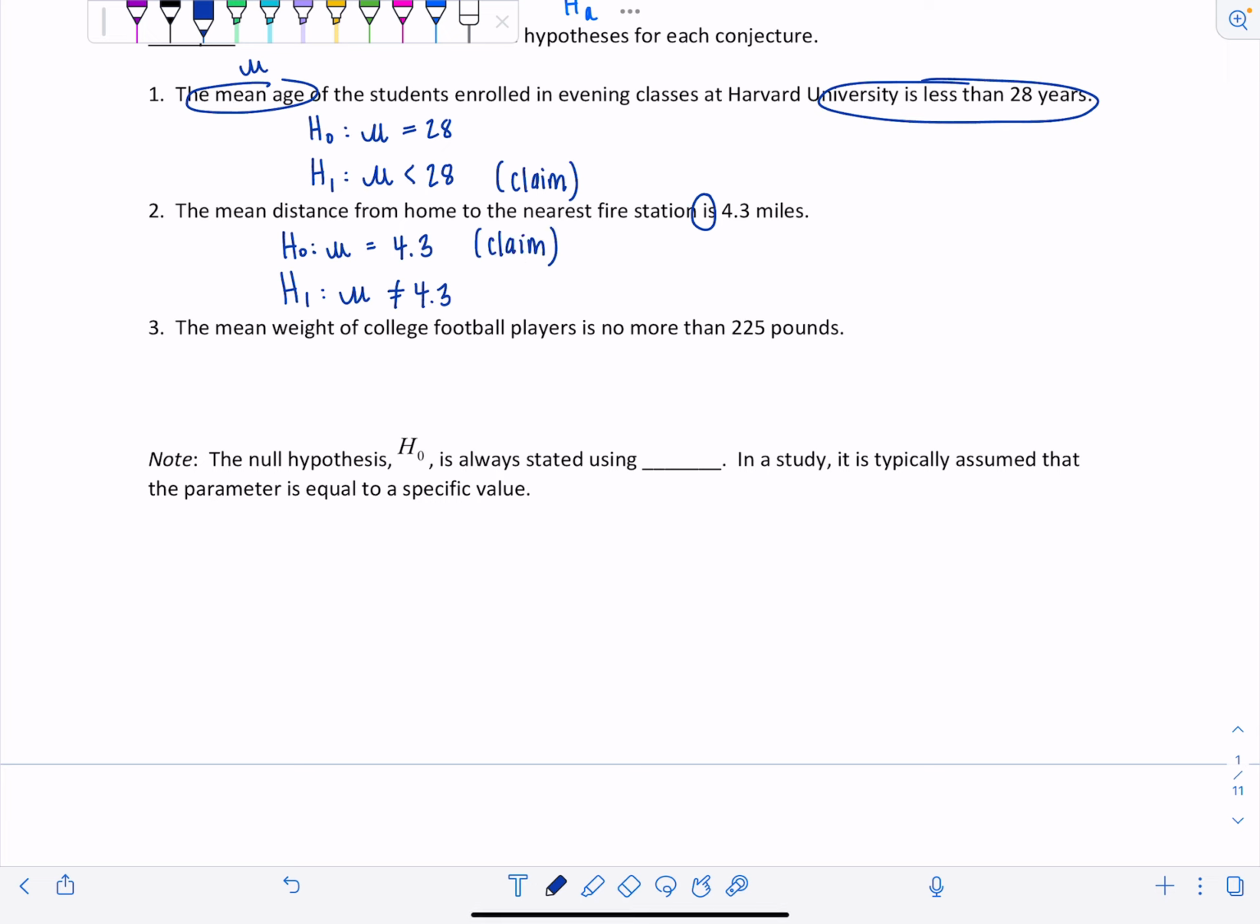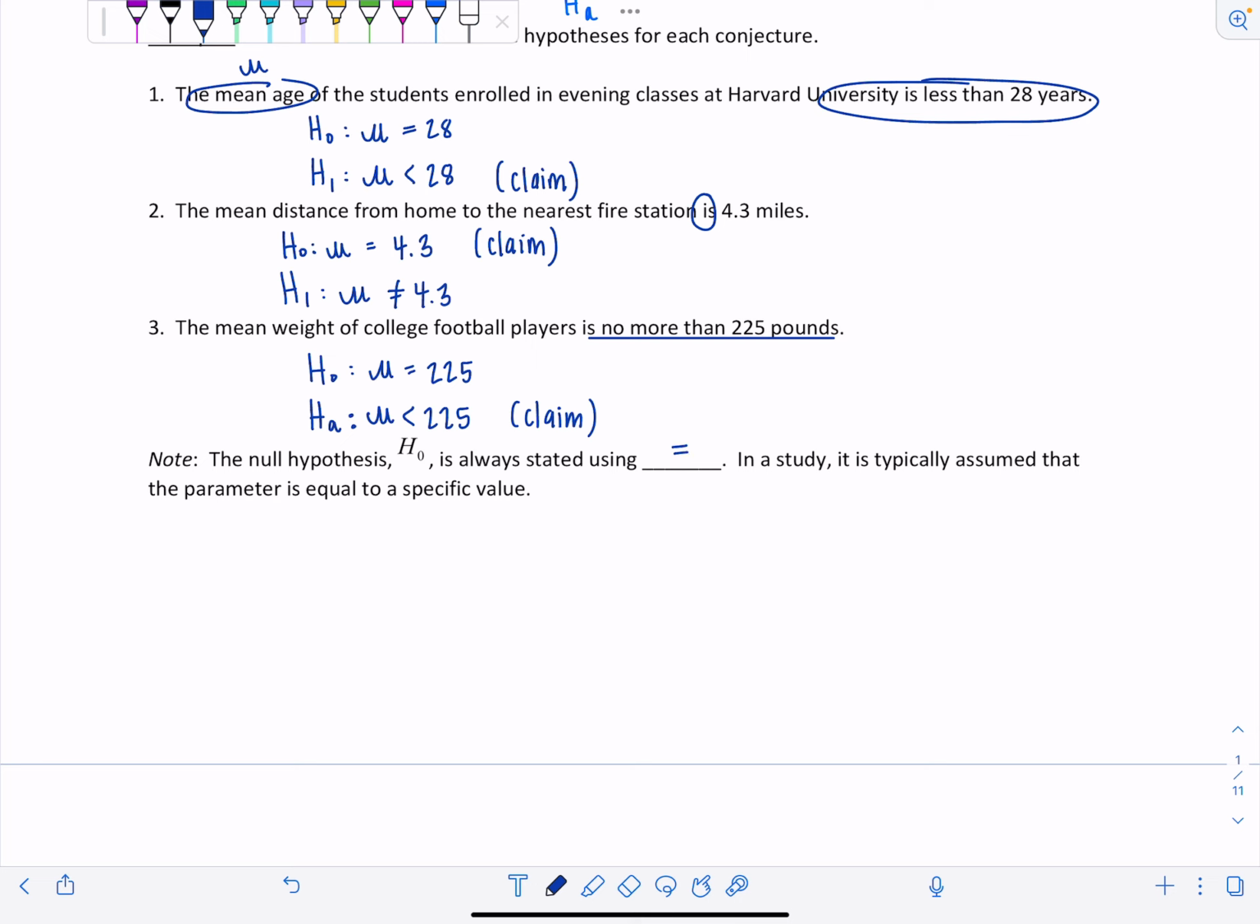One more. The mean weight of college football players is no more than 225 pounds. No more means less than, right? Less than or equal to, but we don't put equality with the alternative. We only put it with the null. So mu is less than 225. That's my alternative. Let me use an A this time just to spice it up. And then the null, mu equals 225. Where was the claim? In the alternative. Good. So notice the null hypothesis is always stated using equality, an equal sign.